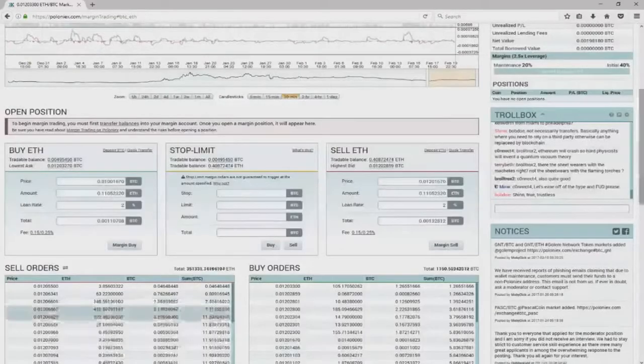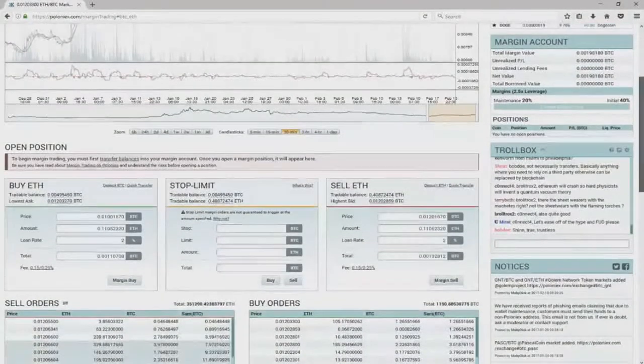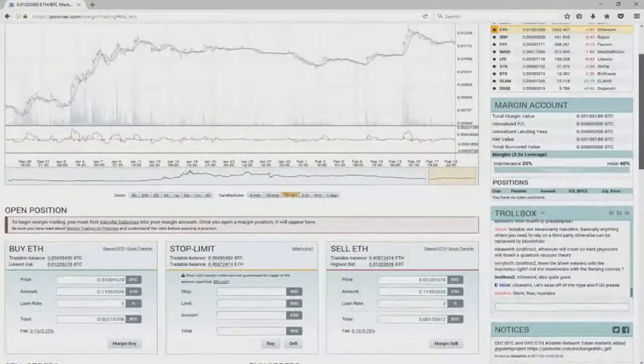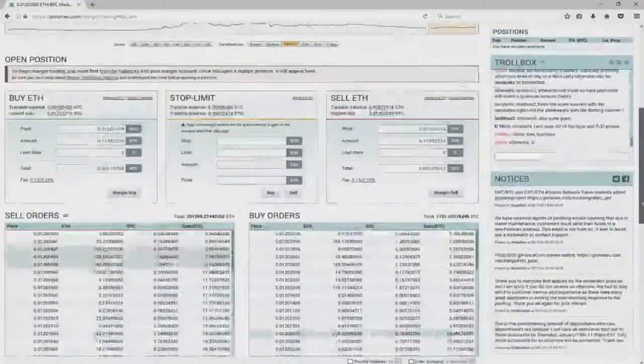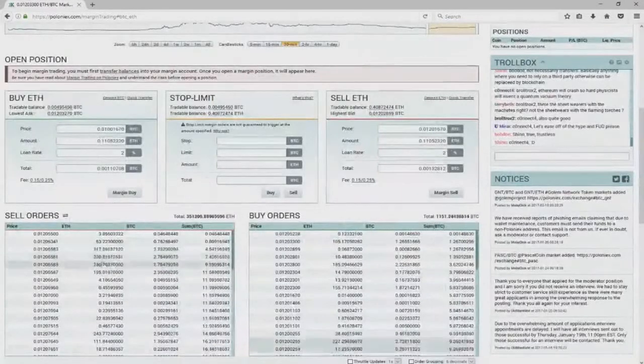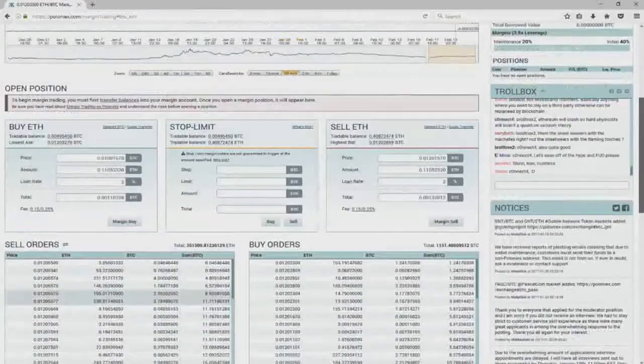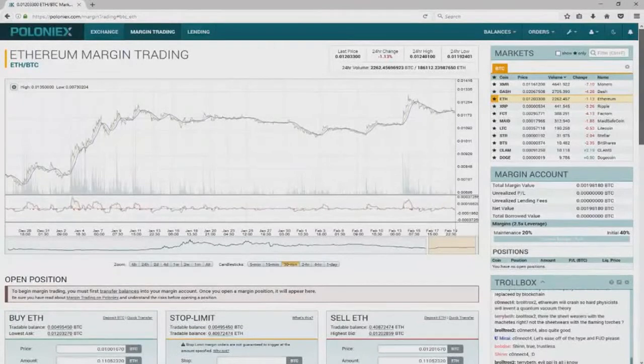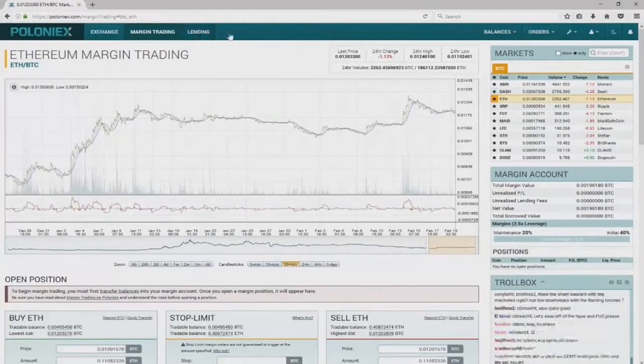And that's that. So that's how you short an altcoin. And longing is just the opposite. You just buy. Now I'll show you one last thing with Ethereum, which is the swap lending. So again, I'll have to transfer balances.